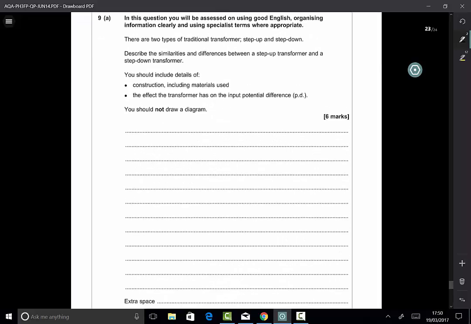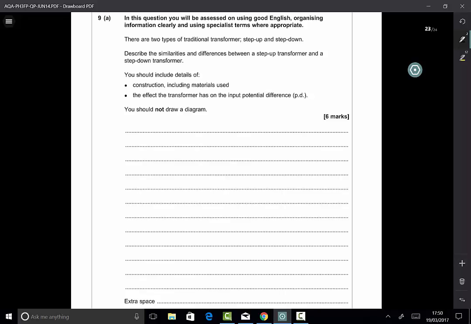Okay, transformers. There are 2 types of transformer, step up and step down. Describe the similarities and differences between a step up transformer and a step down transformer. Include details of construction, including materials used, and the effect the transformer has on the input potential difference. You should not draw a diagram.